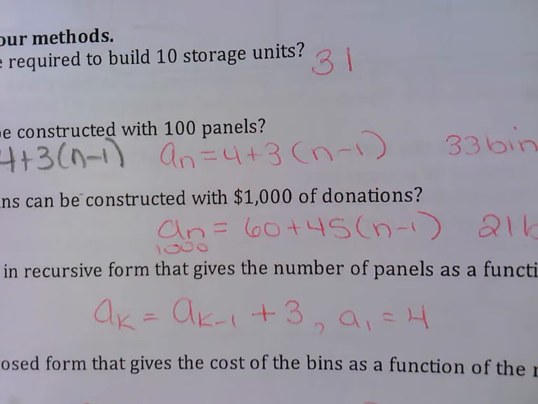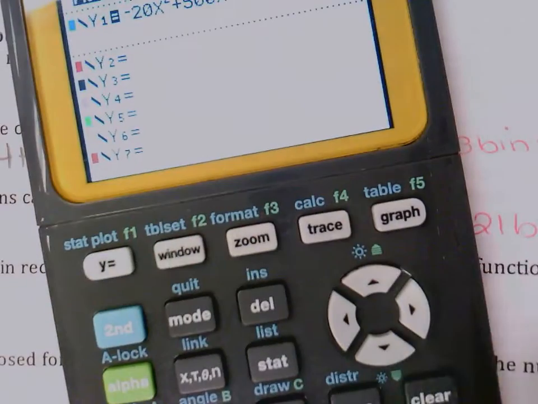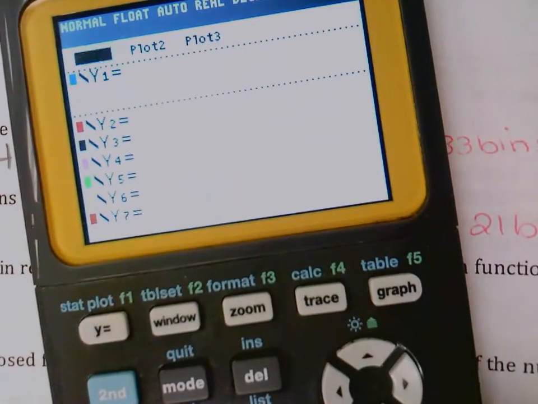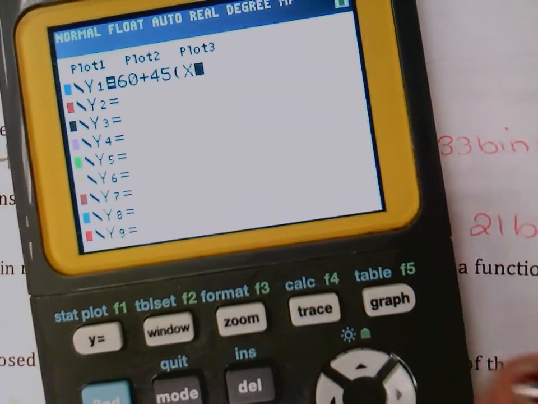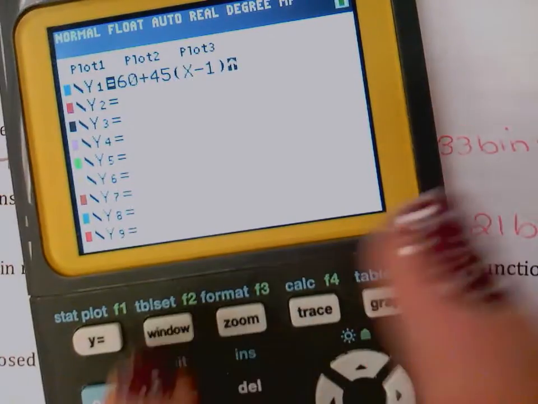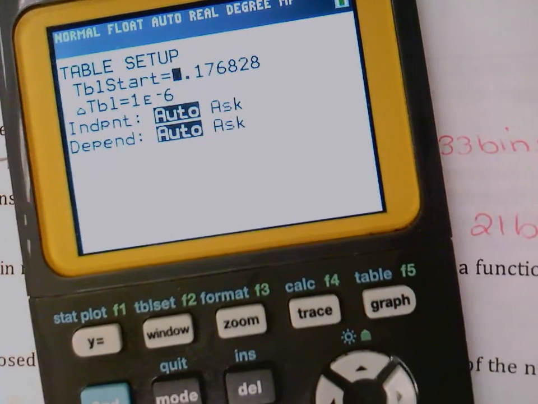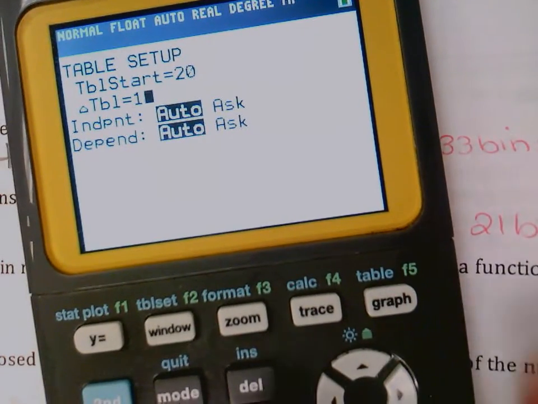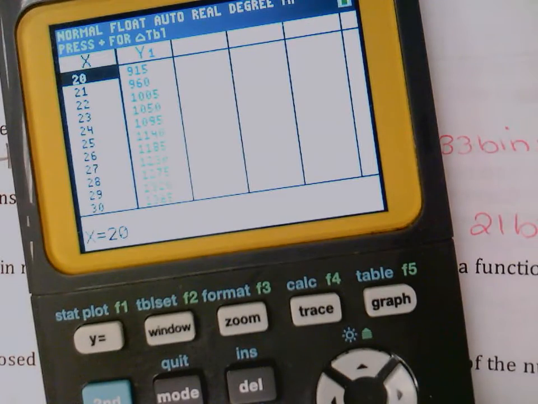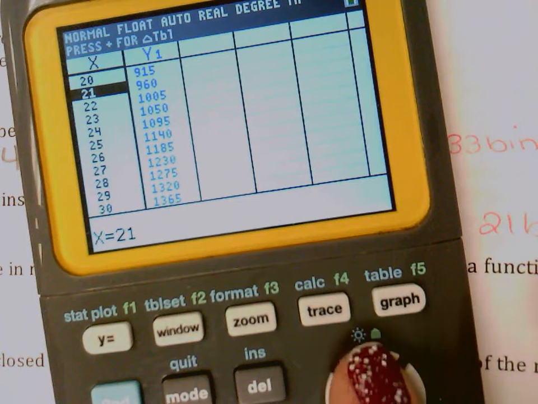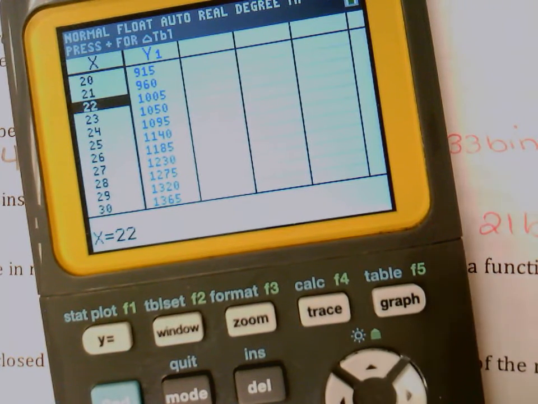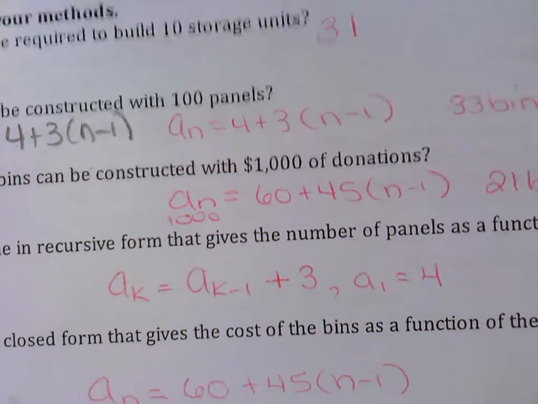That's another example. So sure, in your y equals menu, you could just put in the pattern 60 plus 45 times x minus 1. Go in your table to whatever, 20 bins, count by 1 bin, and then keep scrolling down till you get to about 1,000. So there's 21 bins is 960, 22 bins is 1,005. But you have to know how to write the formula to use the calculator.